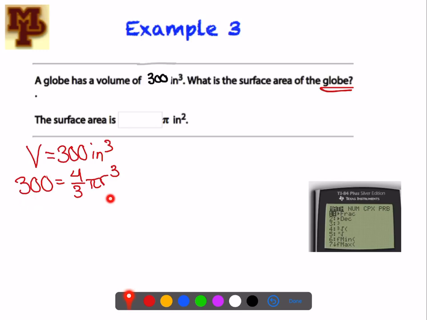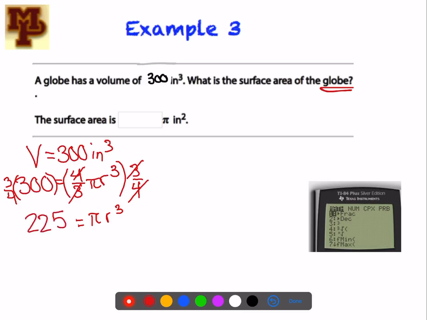I multiply by the reciprocal on both sides of 4/3, which would be 3/4. And of course, the 3 and the 3 cancel out, the 4 and the 4 cancel out. I'm left with pi r cubed is equal to 300 times 3/4, which will give me 225. Now again, we're leaving our answer in terms of pi, so we want to keep that in mind, but we'll probably need to solve for it here.